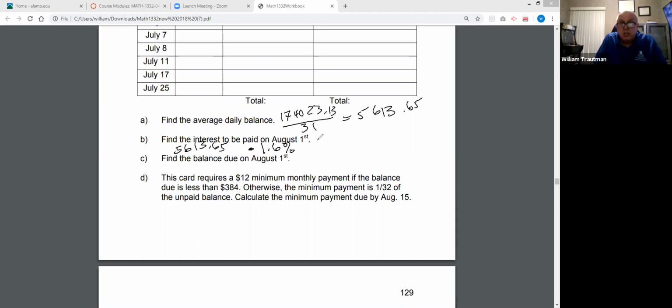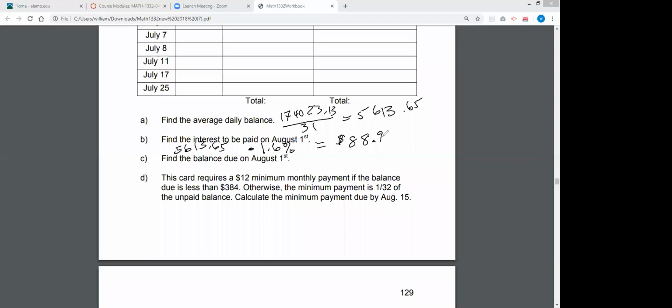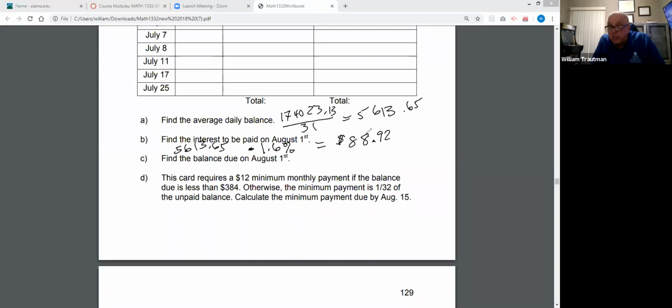So when you put this in your calculator, I get 88. Is it $88? No, it's 89. $89.82? Yes, sir. Okay. $89.82. I must have made a typo there. That's how much extra money you have to pay. That's your interest just for the 1 month.